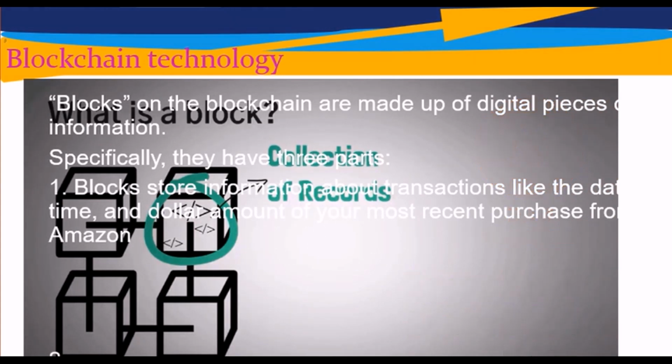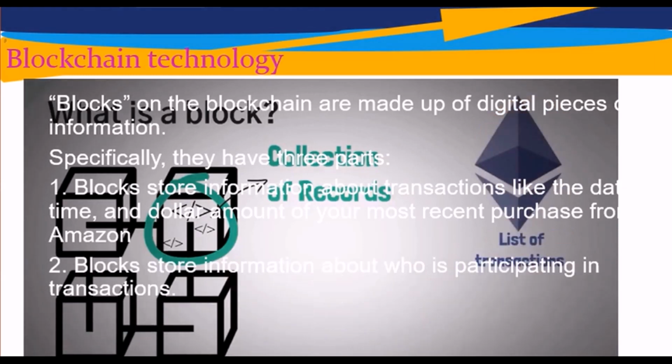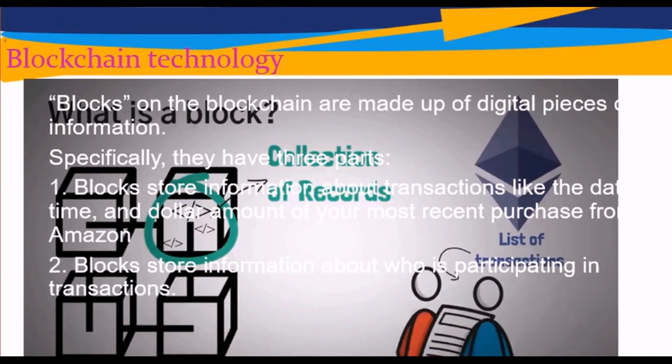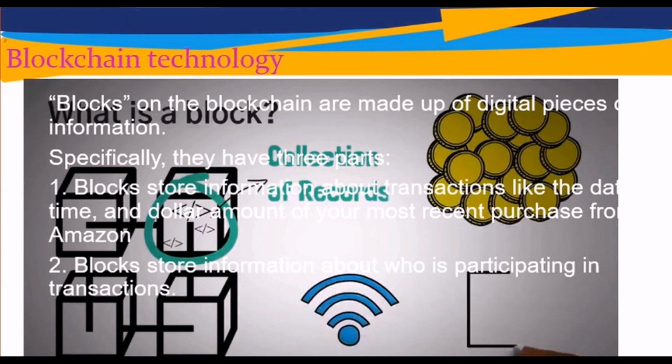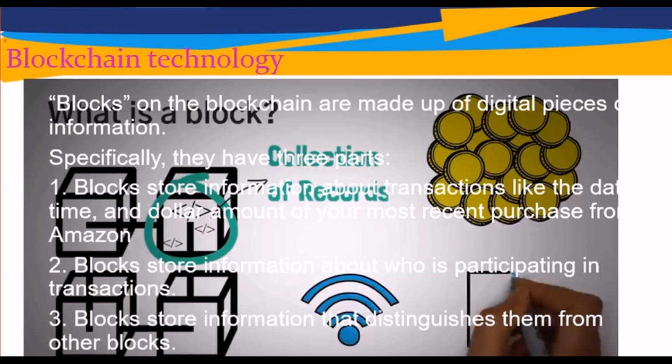Second, blocks store information about who is participating in the transaction. A block for your splurge purchase from Amazon would record your name along with Amazon.com. And instead of using your actual name, your purchase is recorded without any identifying information, using a unique digital signature, sort of like a username. The third one: blocks store information that distinguishes them from other blocks, much like you and I have names to distinguish us from one another.